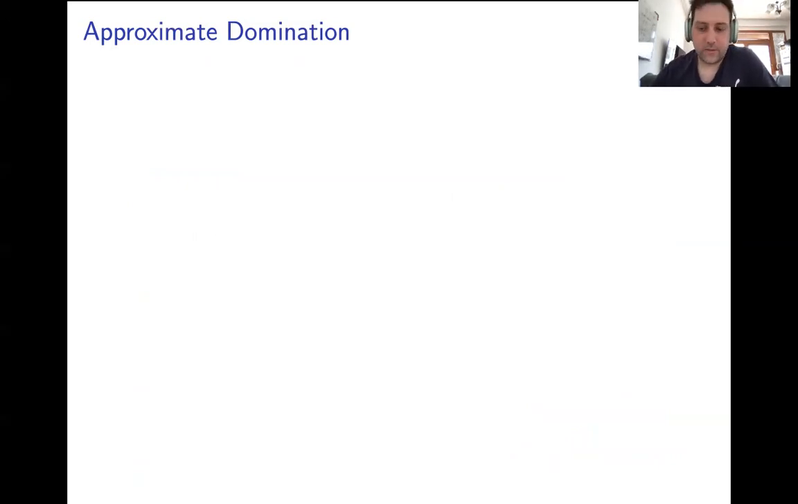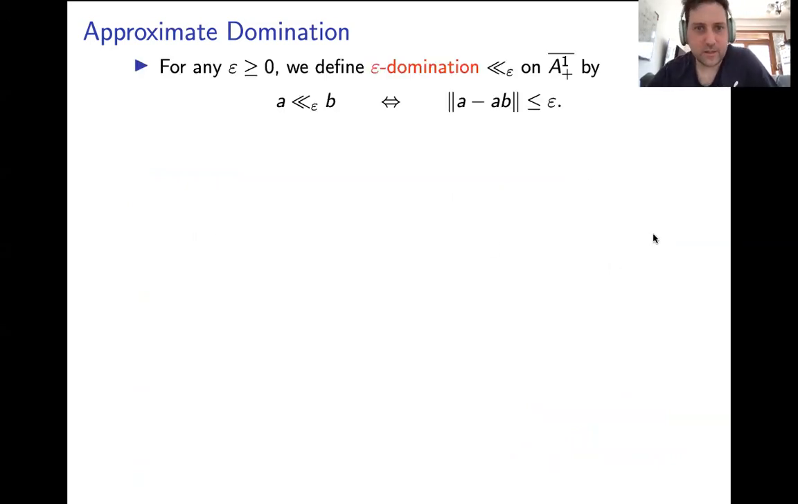So, approximate domination. This is perhaps a slightly non-standard way of looking at things, but like I said, I think looking at approximate domination helps to clarify a lot of arguments that are classically done. So we say that A is dominated by B modulo epsilon, for some positive number epsilon, if the norm of A minus AB is less than or equal to epsilon.